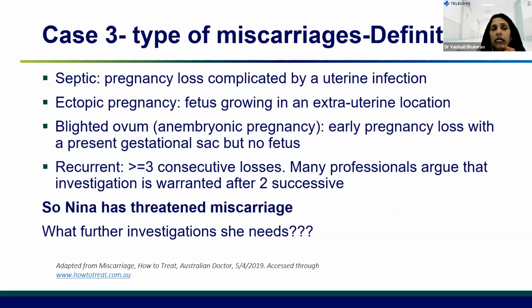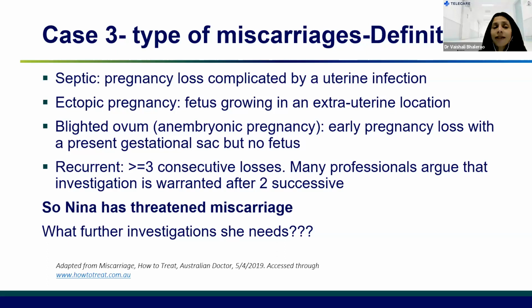So, septic: pregnancy loss complicated by uterine infection. Ectopic pregnancy: fetus growing in an extrauterine location. Blighted ovum, an anembryonic pregnancy: early pregnancy loss with a present gestational sac but no fetus. Recurrent: more than or equal to 3 consecutive losses. Many professionals argue that investigation is warranted after 2 successive miscarriages.